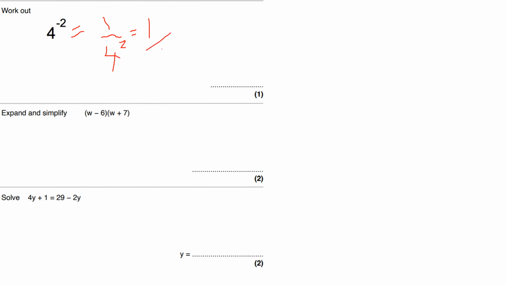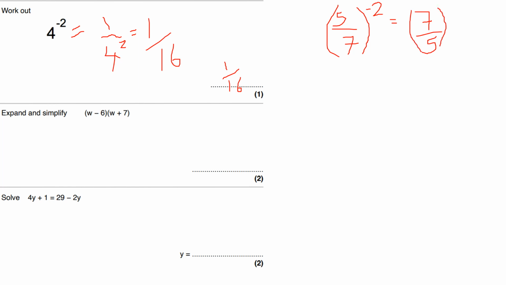So remember, a negative power flips it. If it's a fraction, then it flips that fraction. So for example, if you have 5/7 to the power of minus 2, then it flips the fraction, so it makes it 7/5, and then you square the top and you square the bottom separately to work out your answer. So you get 49/25, because 7 squared is 7 times 7, which is 49, and then 5 times 5 is 25. So again, revise this if you need to for your upcoming paper 1 exam.